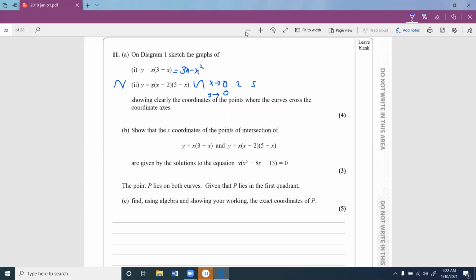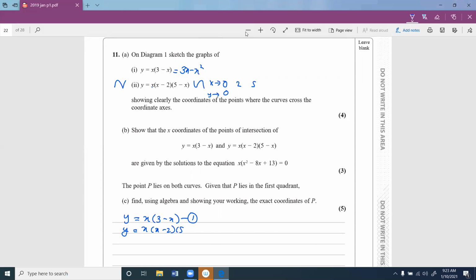Right. Show that the coordinates of the points of intersection of this one and this one are given by the solutions of this quadratic equation. That means the intersections. You have to show that it comes up to the solutions of this quadratic equation. So at the intersections, you can equate these two equations. You have to solve them as simultaneous equations to obtain the solutions of intersection between two graphs.